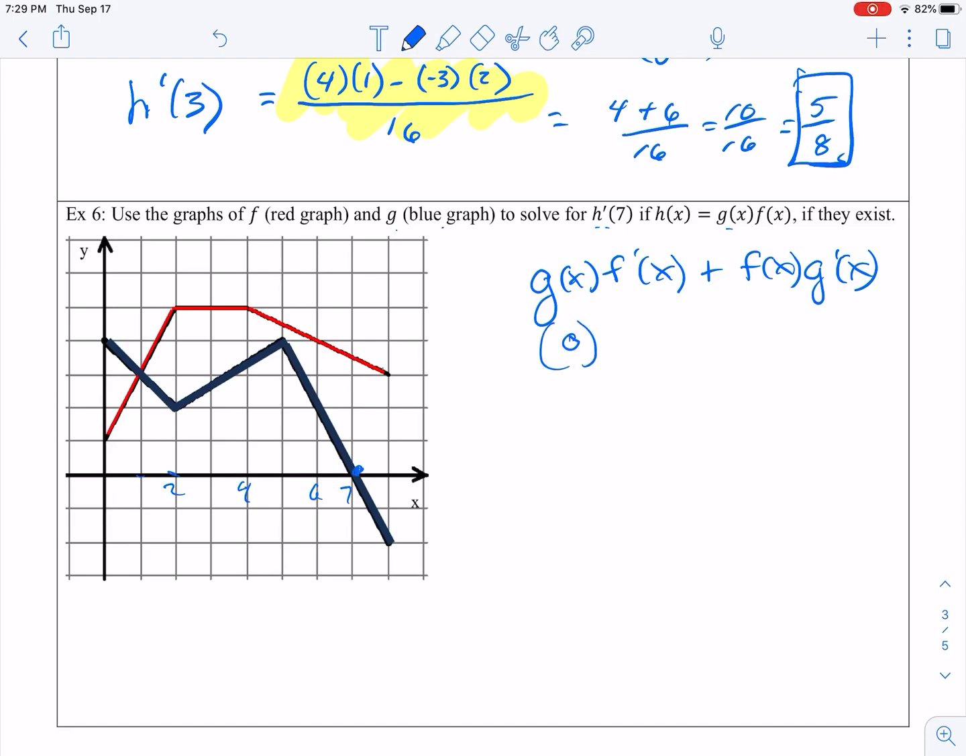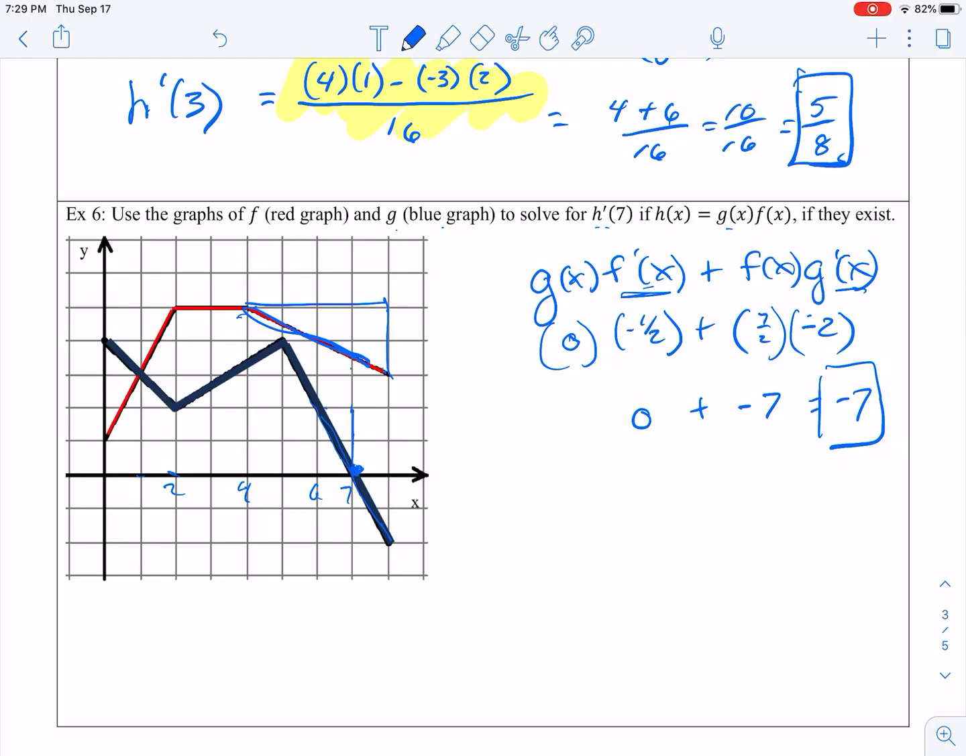Well, that's nice. So F prime, let's do it anyway. F prime of 7, that's this one. We need the slope of that line, which looks like it's negative 1/2, plus F of 7, which is 1, 2, 3.5, which is 7/2. And G prime is the slope here. So what's my slope? Up 1 over 2, negative 2. So this is 0, plus negative 7 is negative 7. Okay? But you notice to find the derivatives, you needed the slope of the line. Count up 2 over 4, up 2 over 1.